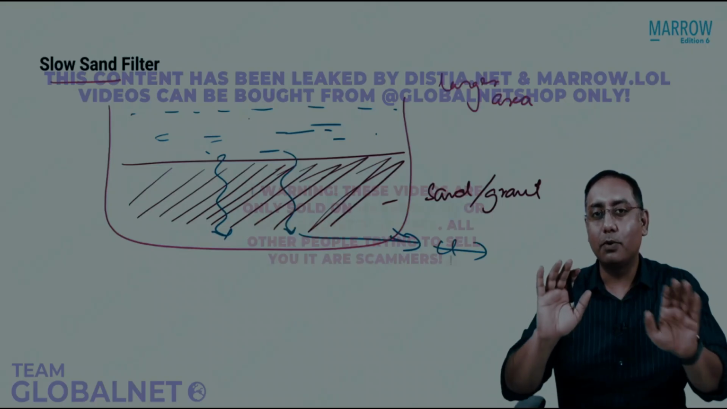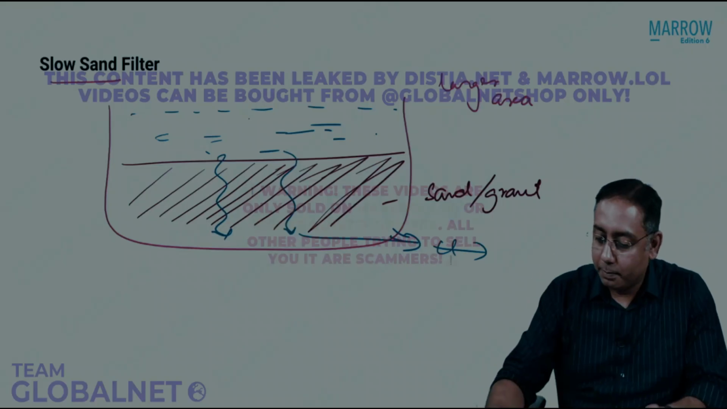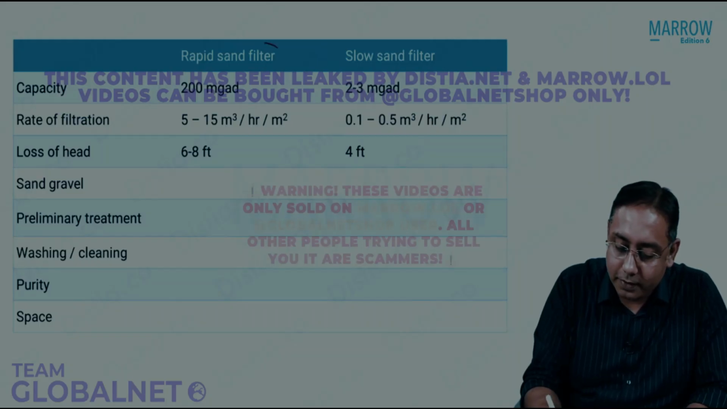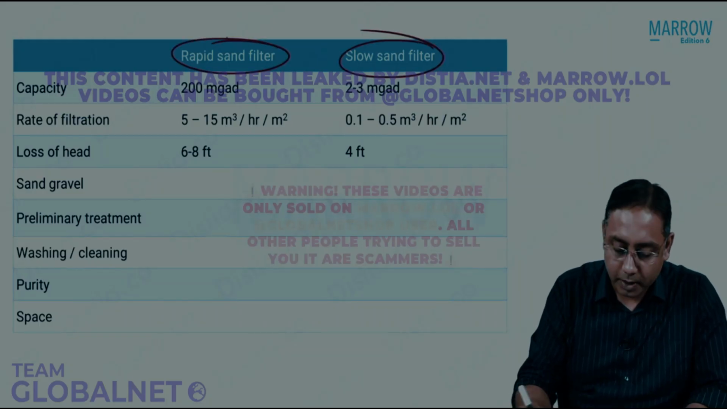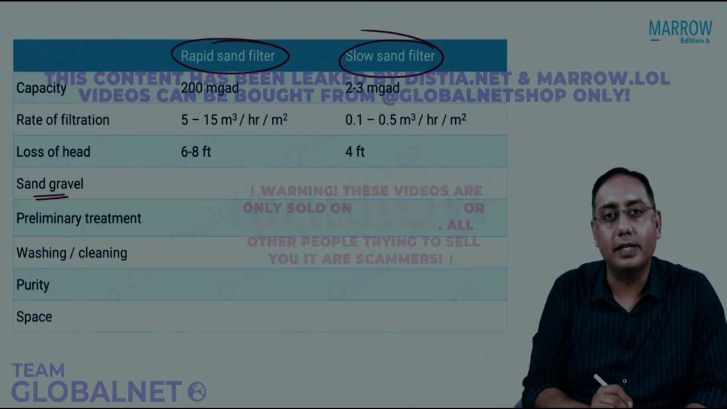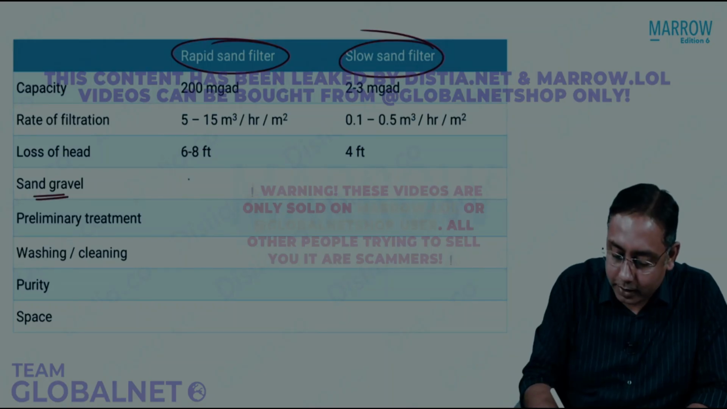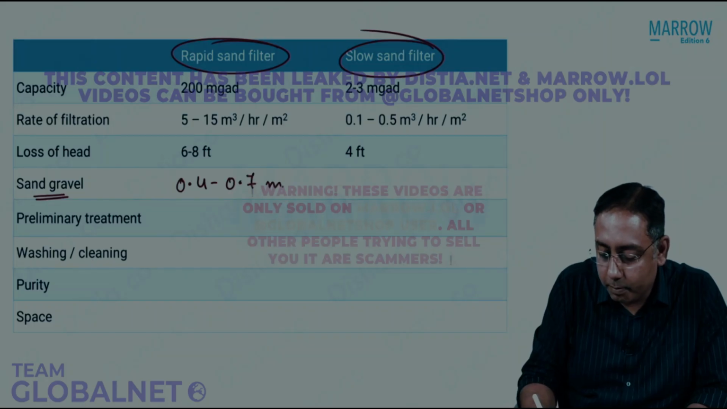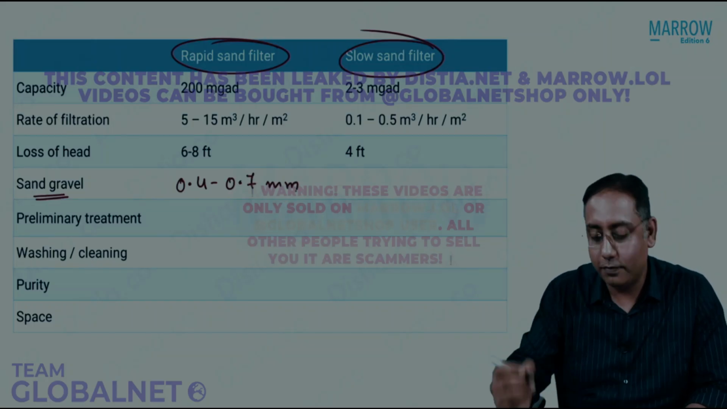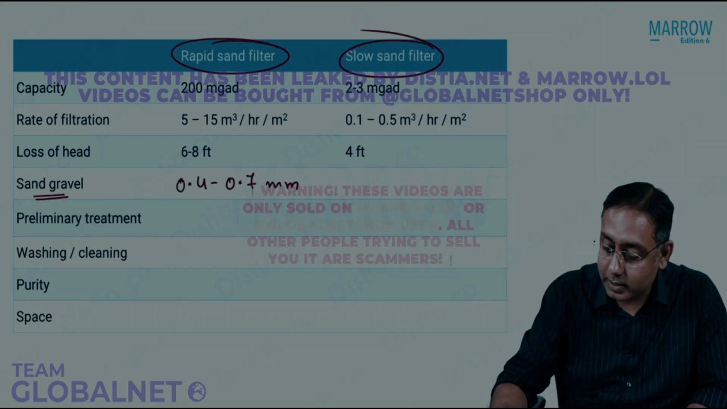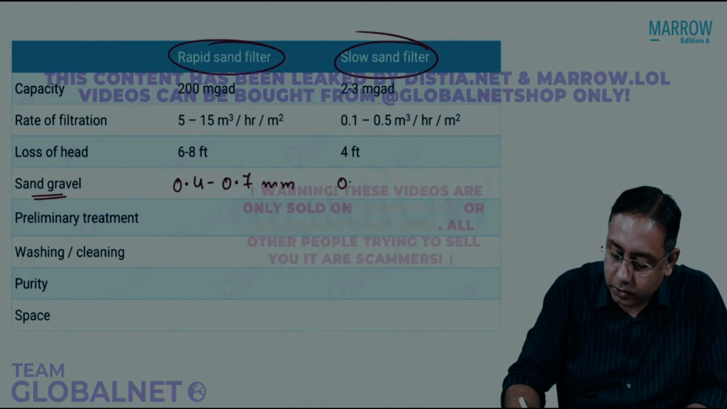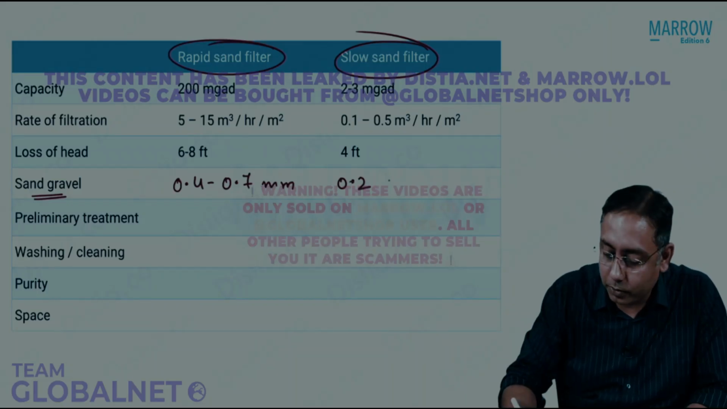Let us have some common MCQs on them. Please note that in case we are comparing a rapid sand filter with a slow sand filter, what is the sand gravel size? You remember in a rapid sand filter, the sand gravel size is 0.4 to 0.7 millimeter. In a slow sand filter, it is very small, very thin sand, that is 0.2, half of it, 0.2 to 0.3 millimeter.